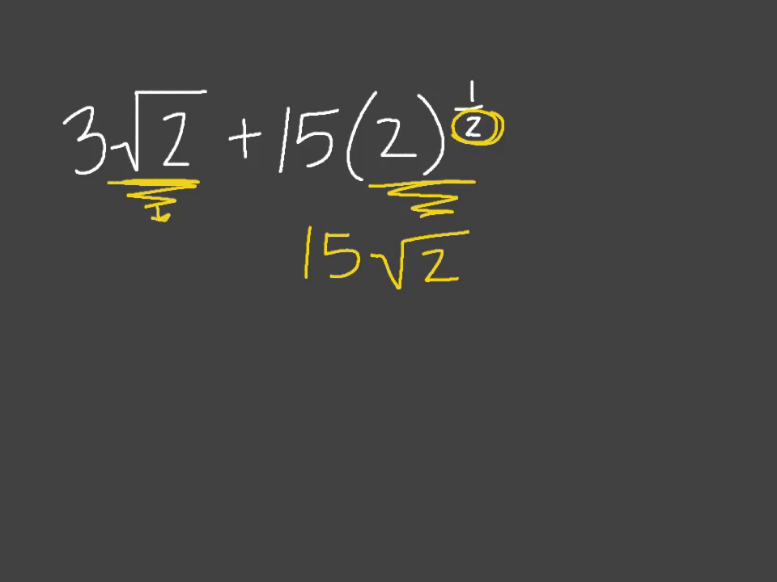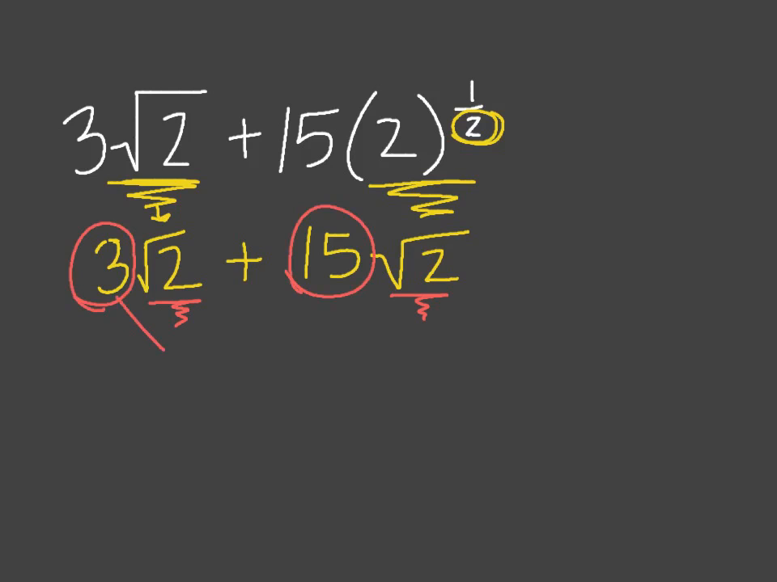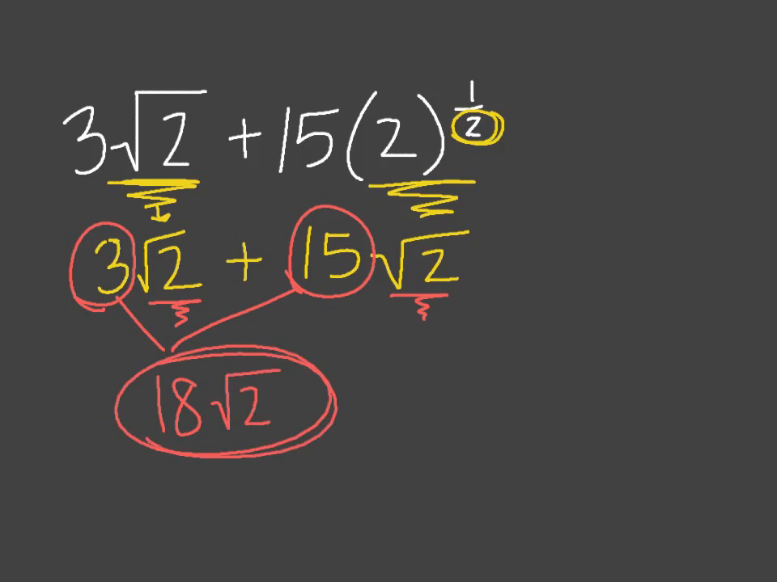So if I bring down the original problem, now what I have is 3 square roots of 2 plus 15 square roots of 2. And I do have something in common. I have a square root of 2 and I have a square root of 2. Now that both of these terms have something exactly in common, all I need to do is add together the coefficients. So 3 plus 15 gives me 18, and then I simply put the square root of 2 behind it. And this would be my final answer.